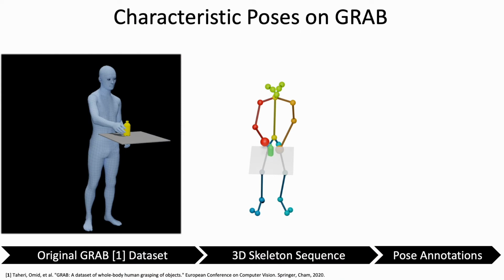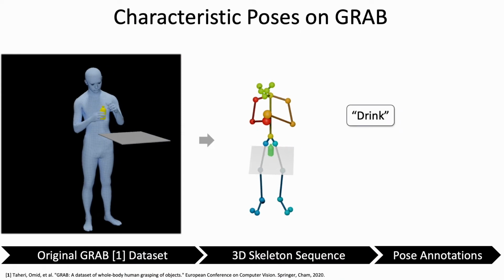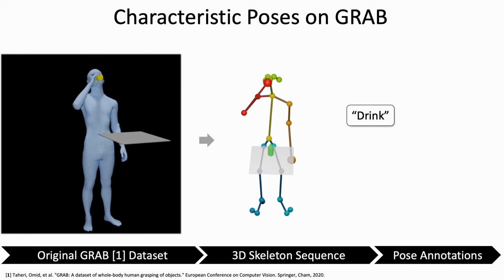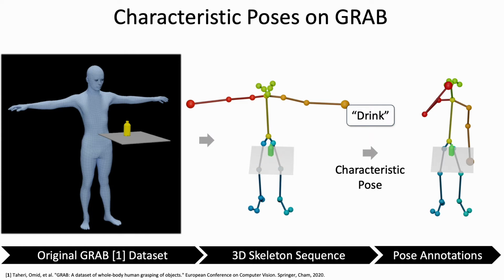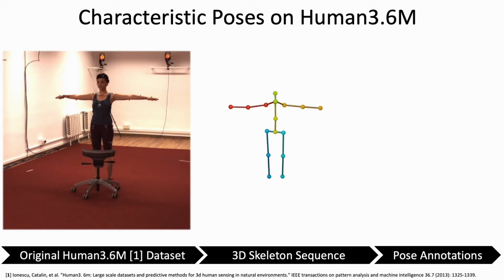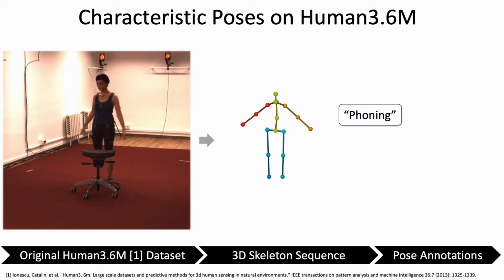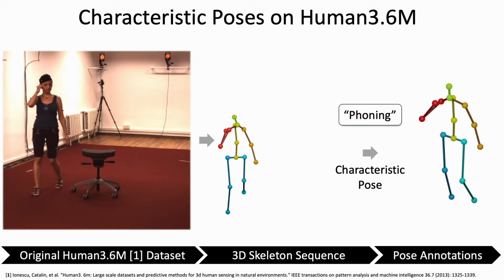We annotate a dataset for characteristic 3D pose prediction based on the GRAB and Human3.6M datasets. For GRAB, we use a skeleton representation for each tracked human motion sequence and annotate the times when a characteristic pose occurs. We also annotate sequences from Human3.6M using the same annotation protocol.